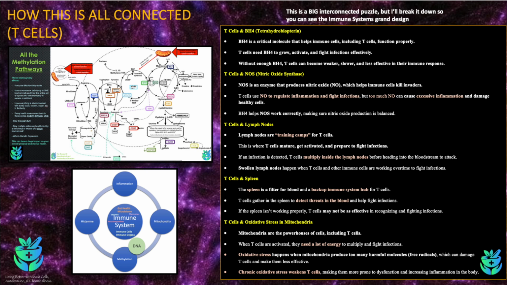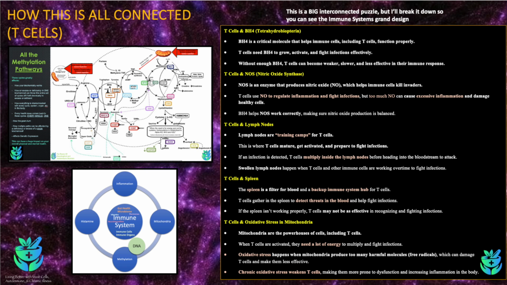All right, T cells and your lymph nodes. Your lymph nodes are training camps for T cells. This is where T cells mature, get activated, and prepare to fight infections. And remember, they are also trained in the thymus. If an infection is detected, T cells multiply inside the lymph nodes before heading to the bloodstream to attack. So swollen lymph nodes happen when T cells and other immune cells are working overtime to fight infections.